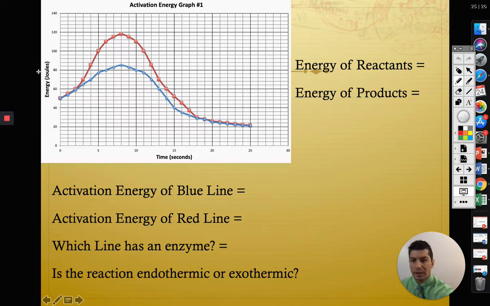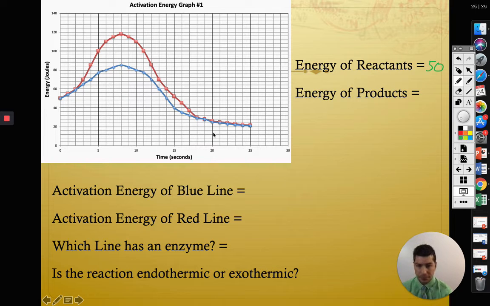So we have our activation energy graph right here. I enlarged it as much as I could while trying to keep everything else on the screen for you guys. So let's go through everything. Energy of the reactants: the reactants are going to be over here in this area. It's where our graph starts. All we're going to do is look at that first point, and it's between 40 and 60. So our energy of our reactants is going to be 50.